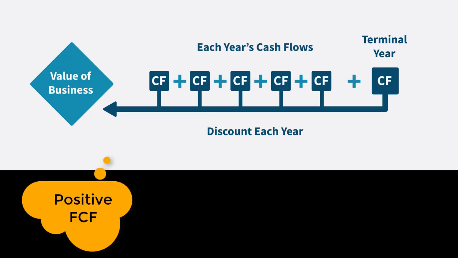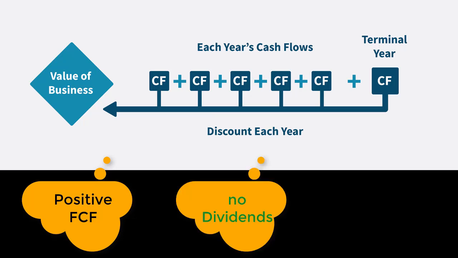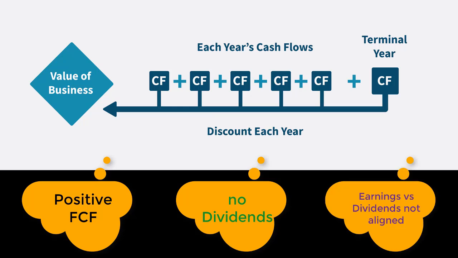A. The firm has positive free cash flow. B. The firm does not pay dividend. C. Even if the firm pays dividend, the relationship between earnings and dividend is neither positive nor aligned. In other words, the firm should increase the dividend when earnings go up or decrease the dividend when earnings go down.